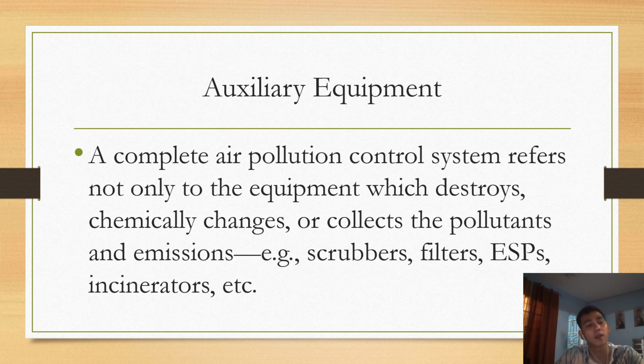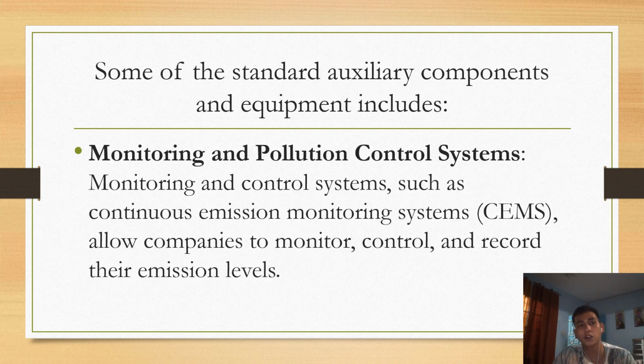Auxiliary equipment. A complete air pollution control system refers not only to the equipment which destroys, chemically changes, or collects the pollutants and emissions, like scrubbers, filters, and incinerators, but the components and equipment which make up the system's infrastructure and provide support to the control equipment as well. Some of the standard auxiliary components and equipment: monitoring and pollution control systems.